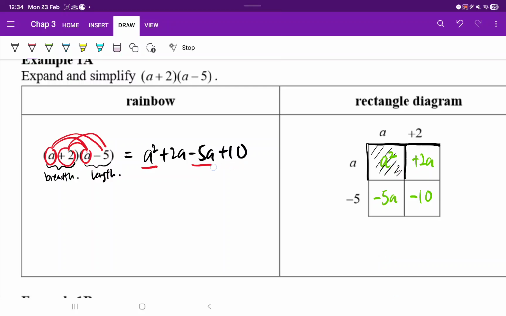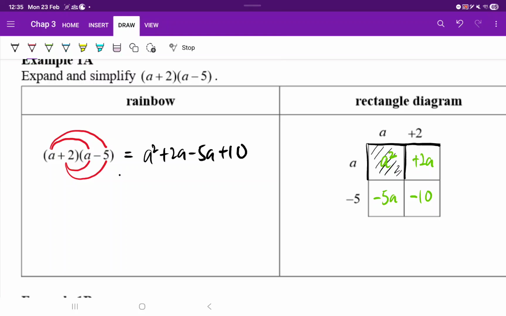If I were to do the rainbow properly, if I were to start all over again, I would probably draw it like this to avoid confusion. A to A, A to 5, 2 to A, 2 to minus 5. You will avoid confusion if you just split your rainbow on top and below. Okay? But nonetheless, the answer will be the same.